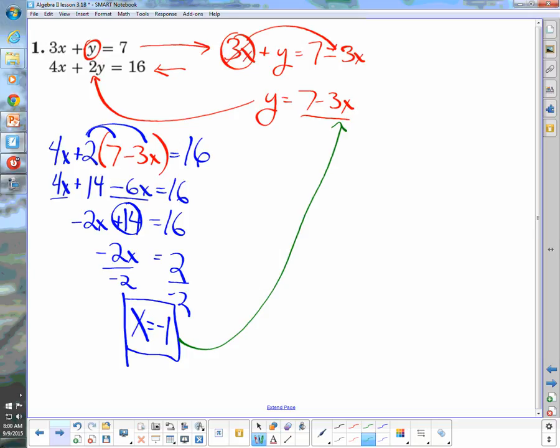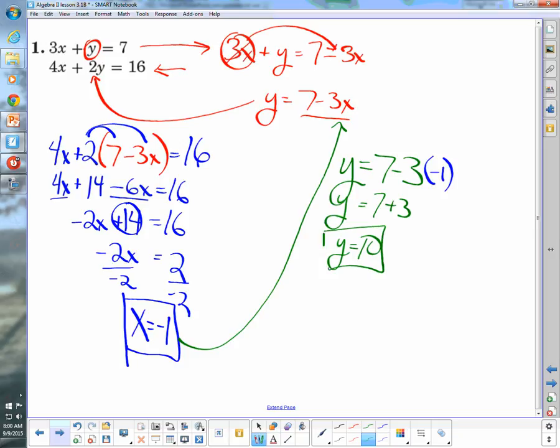So y equals 7 minus 3 times my x, in this case x is negative 1. Okay, and so that's going to be 7 minus negative 3 times negative 1 is plus 3. y is 10. Alright, so your solution for this system, negative 1, 10. Okay, looks like a big mess to me. But that's one way to do it.